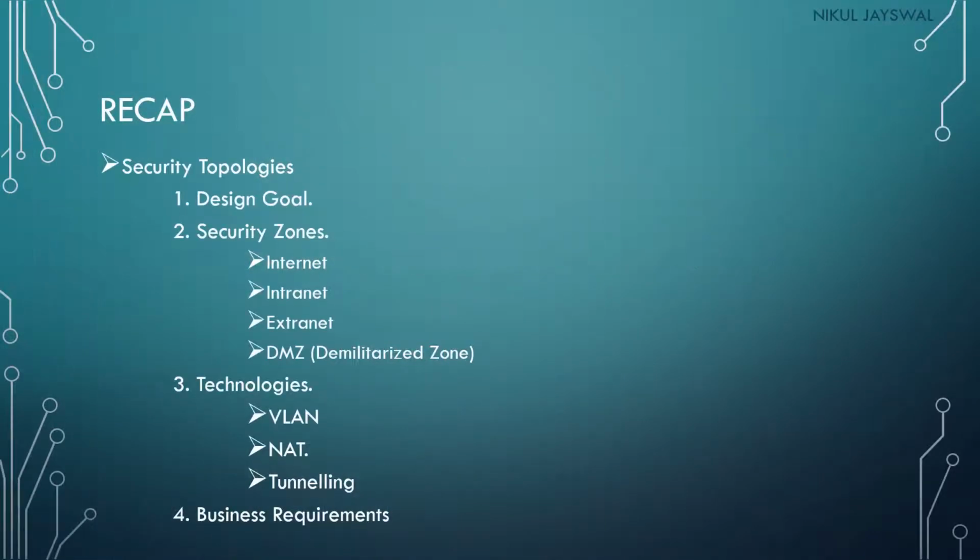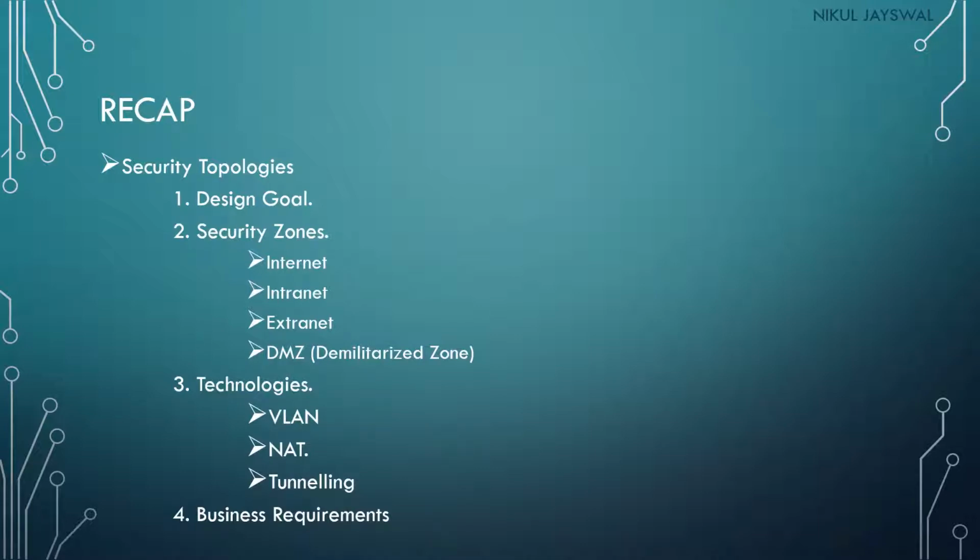So let's have a quick recap of our previous lecture. In the previous lecture we have discussed the security topologies. Security topology is the arrangement of the hardware in such a way that it will provide better security to your network. Whenever we design any security topology, there are four major areas to concern. First is design goal. In the design goal, we need to consider the goals of confidentiality, integrity, availability, and accountability in mind to develop any security topology.